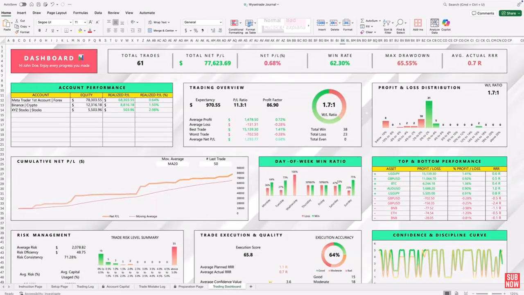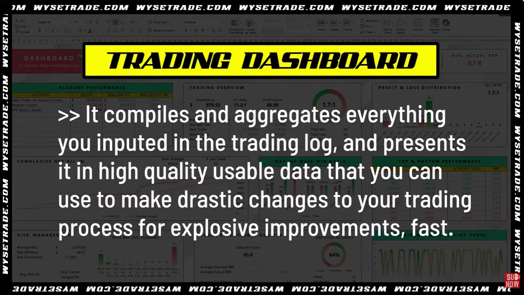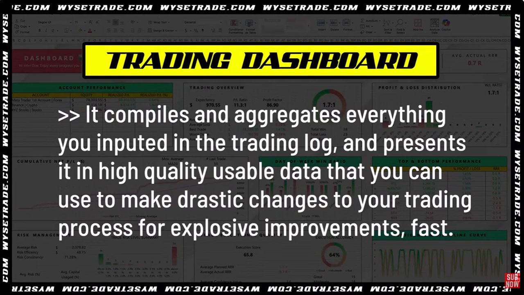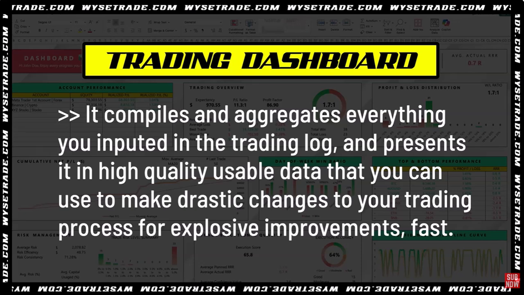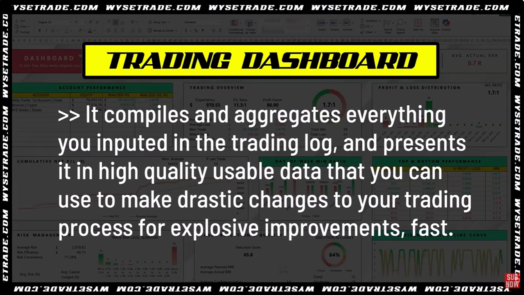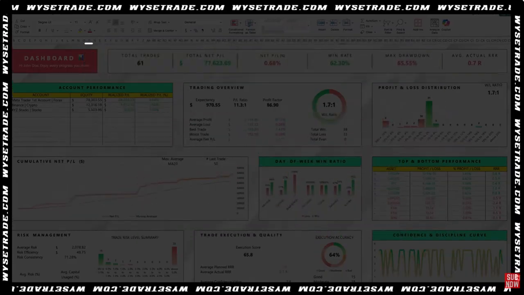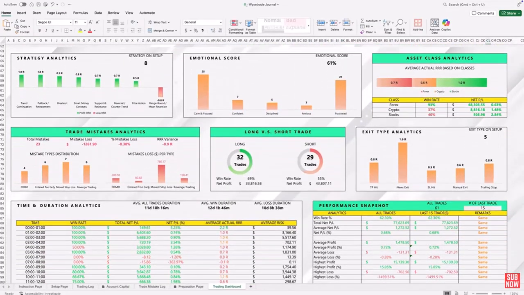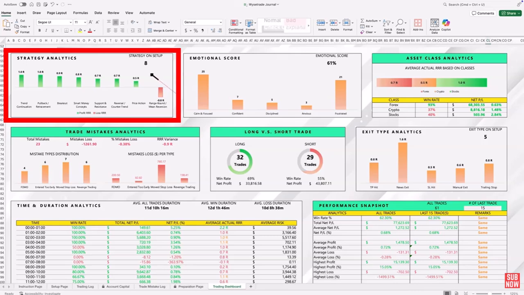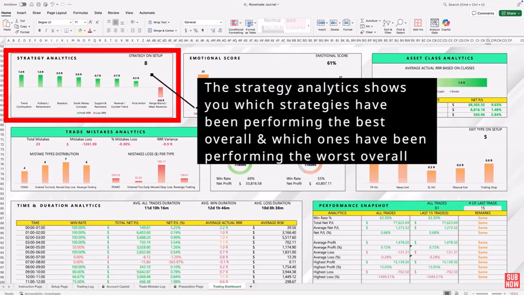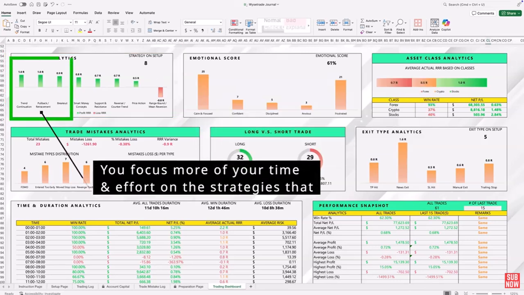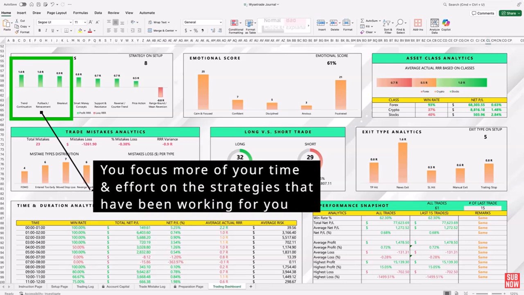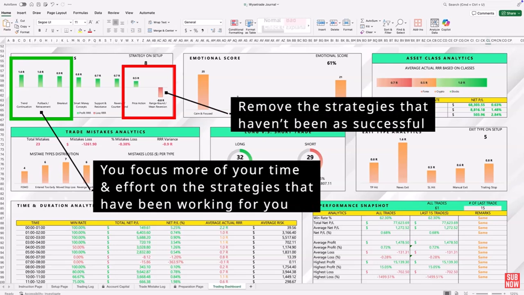The dashboard is where the magic happens. It compiles and aggregates everything you inputted in the trading log and presents it in high-quality, usable data that you can use to make changes to your trading process for explosive improvements. This here is the strategy analytics. It shows you which strategies have been performing the best overall and which ones have been performing the worst overall. So what you do is you focus more of your effort on the strategies that have been working for you and then remove the ones that haven't been as successful. Without being able to visualize this, it would be impossible for you to make changes and improvements.